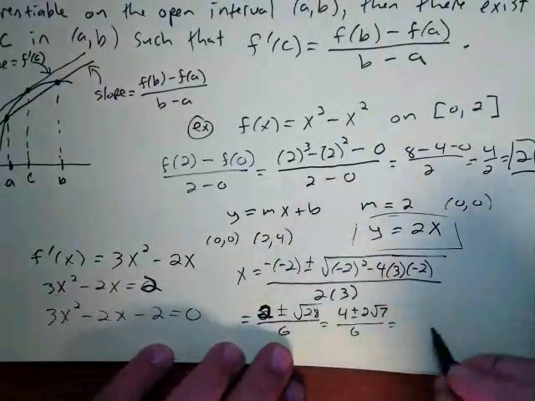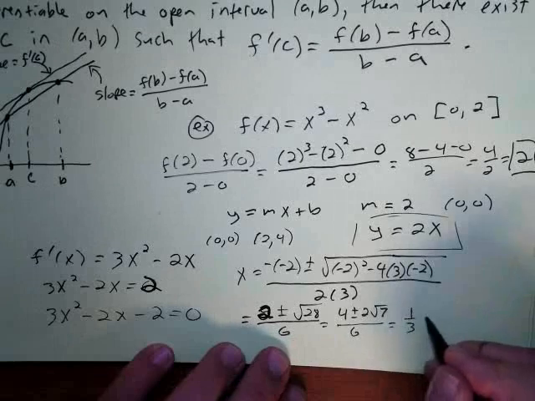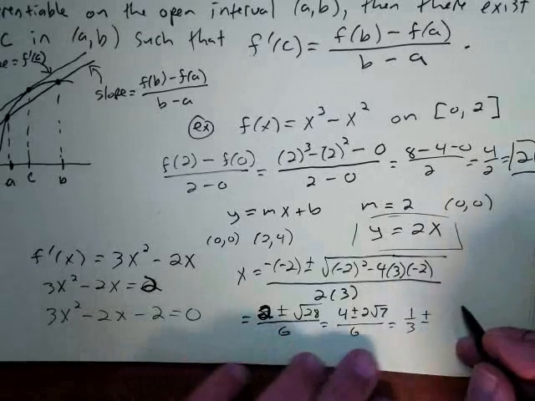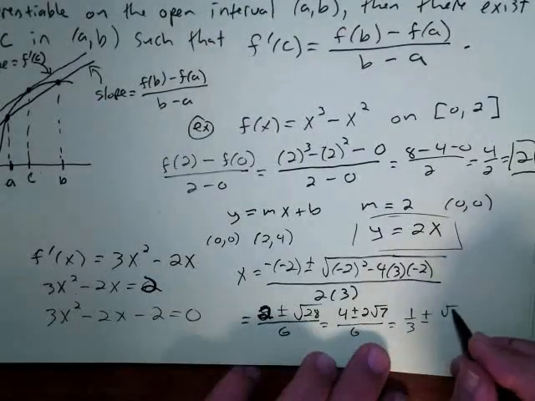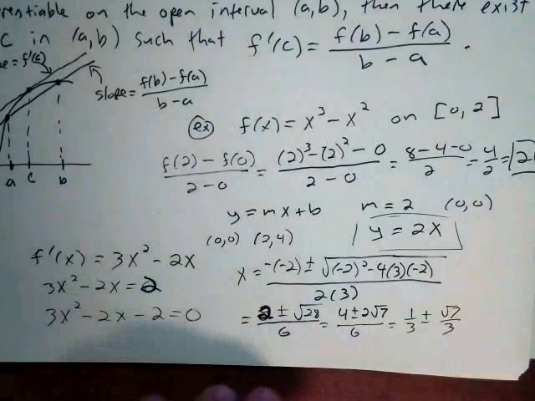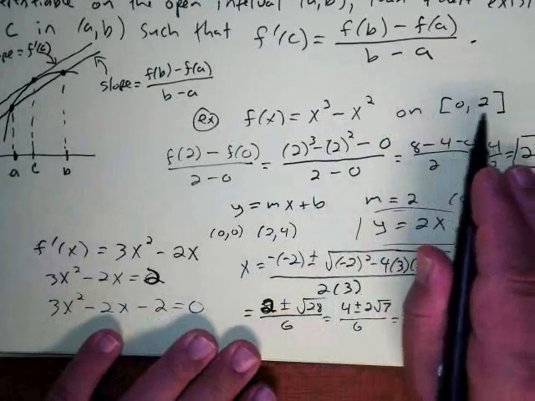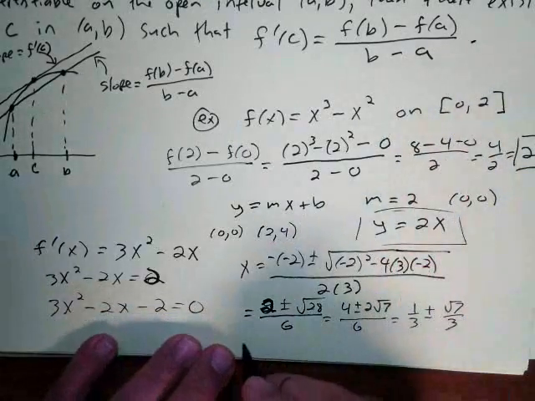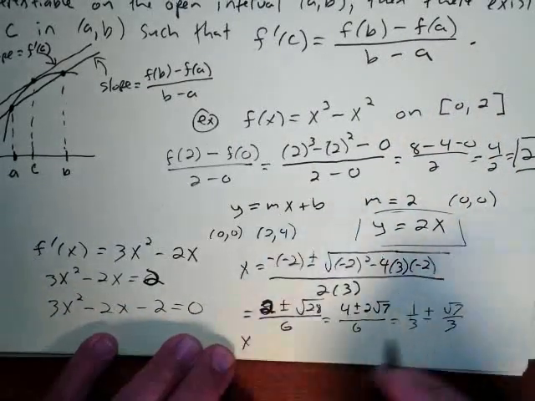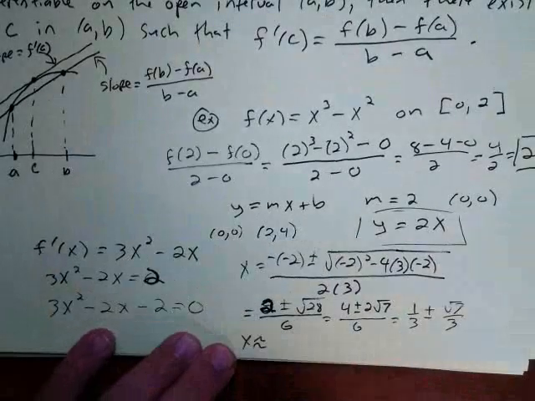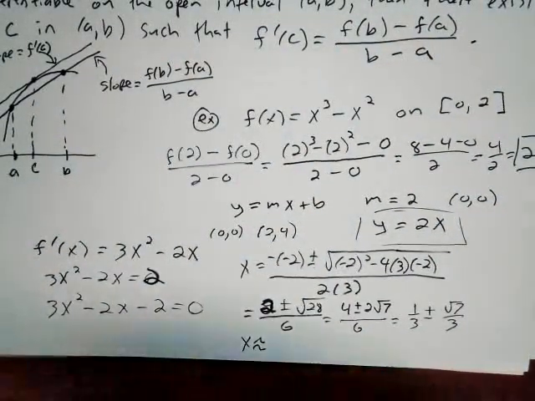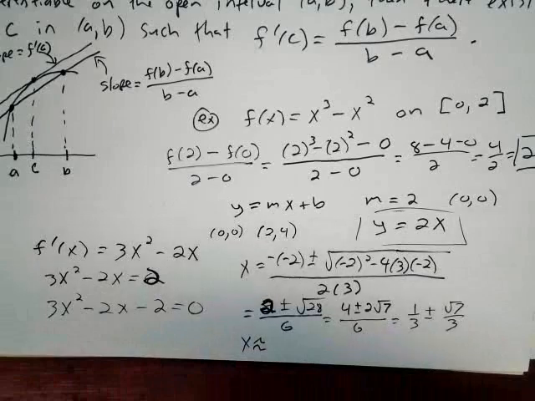And so this simplifies to 1/3 plus or minus the square root of 7 over 3. Okay, so hopefully at least one of these is going to lie in this interval. And if you actually figure these out, and I did this already, let me see if I can find my sheet here.